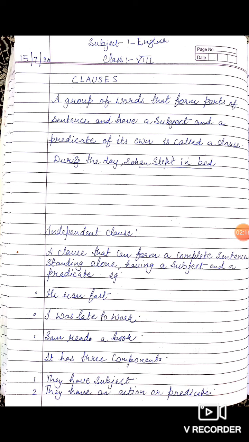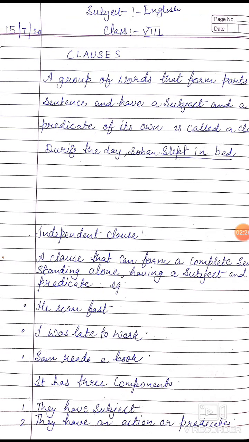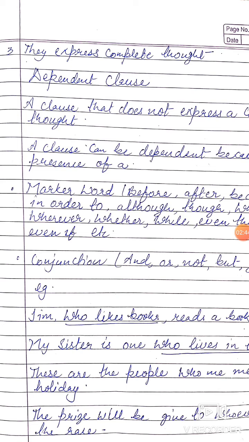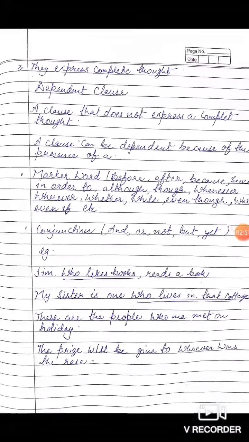Make sure of three things, the components of independent clauses. They have a subject. Make sure that an independent clause has a subject. The second component, keep in your mind, is that they have an action or predicate. They have a subject first, and the second is a predicate. Now look at the third rule. The third component is that they express a complete thought. Very important, an independent clause should be capable of expressing its thought.